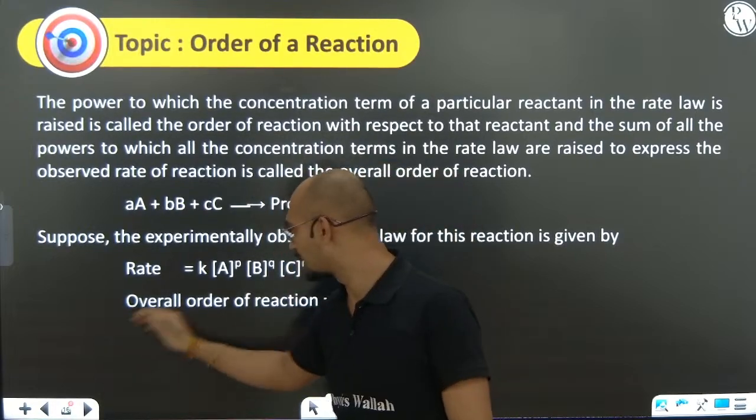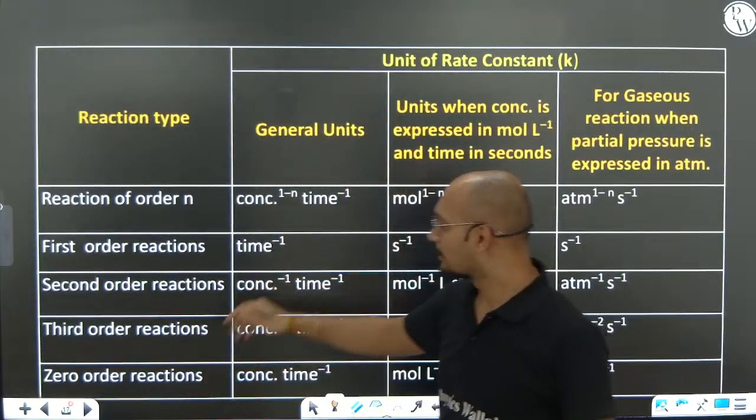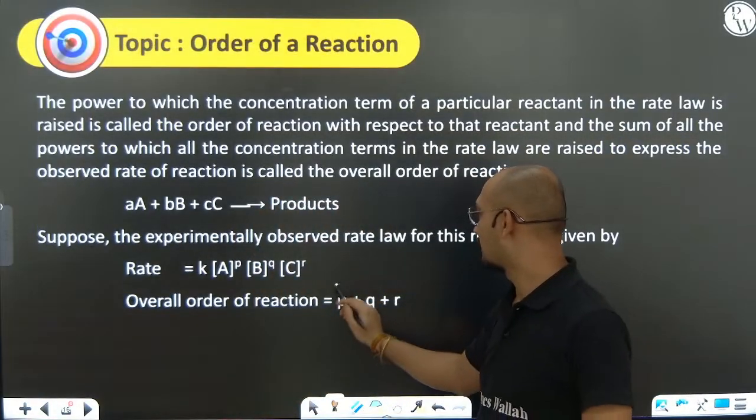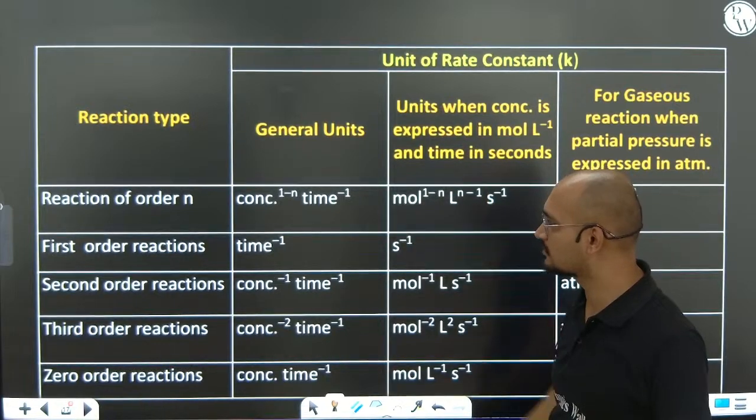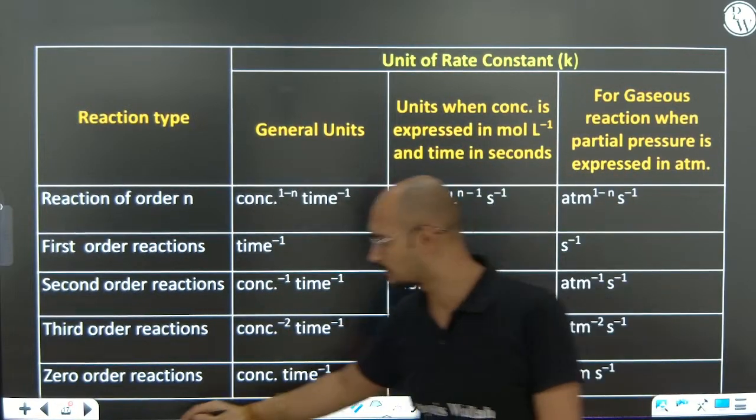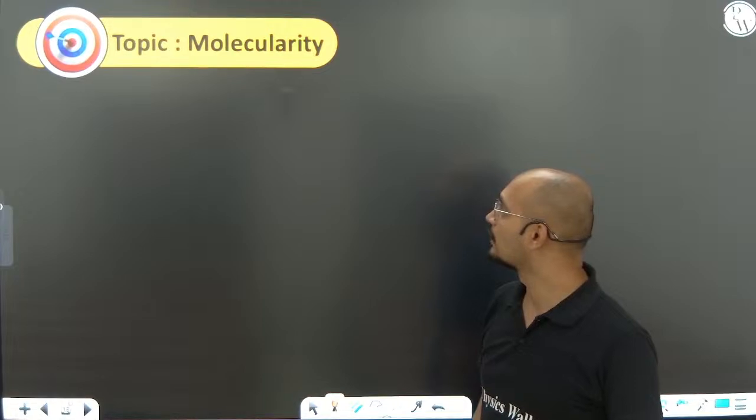I hope it is all very clear. And what is the overall order of reaction? I hope you can see that it is p plus q plus r. Now here, of course, we have already studied zero order, first order and second order reactions. Next, what is molecularity?